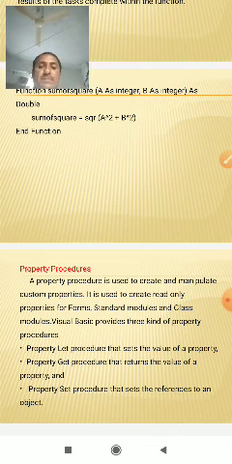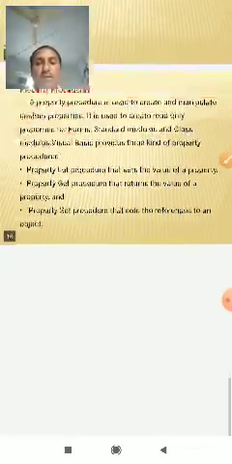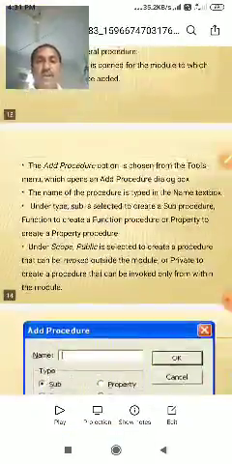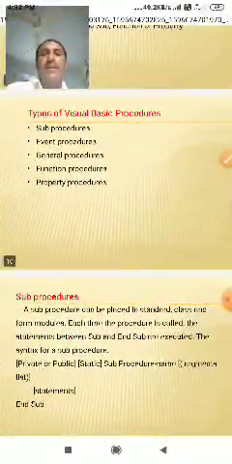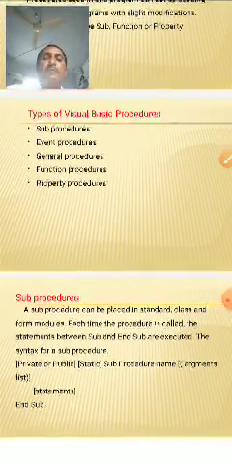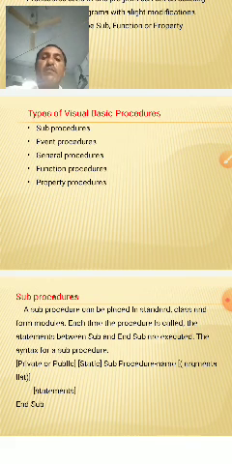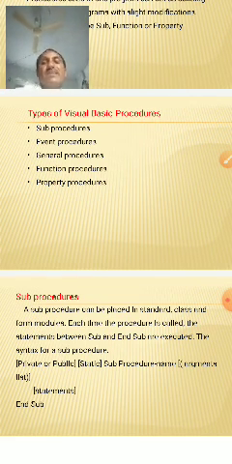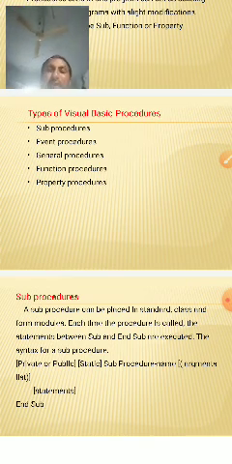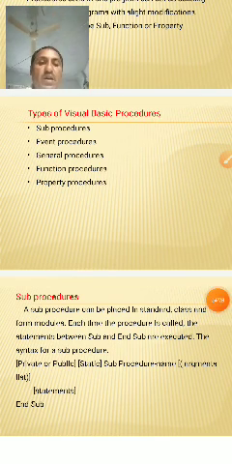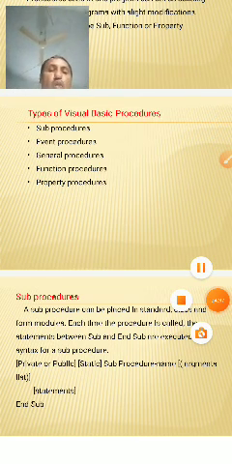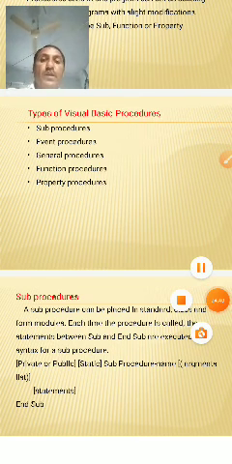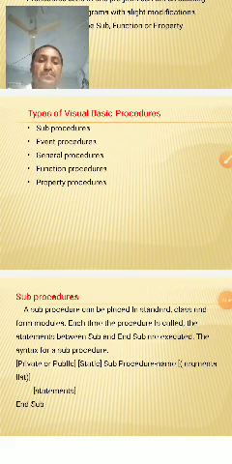This is called the property procedure. So there are types of procedures in Visual Basic: sub procedures, event procedures, general procedures, function procedures, and property procedures. So these are the Visual Basic types of procedures.